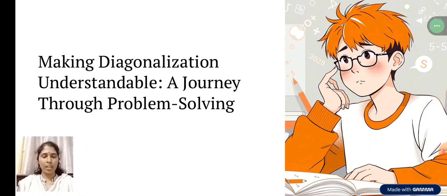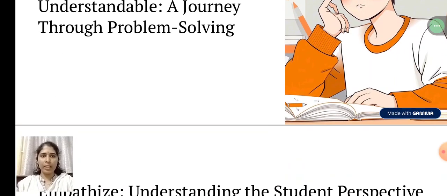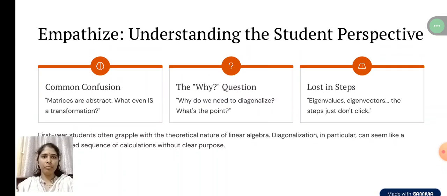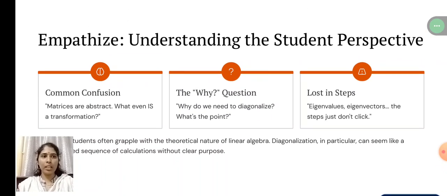Now in the lecture video series on diagonalization, we are going to see a design thinking based approach to the topic, diagonalization. As we all know, design thinking is a five-stage process in which first we empathize, second we define, third we ideate, fourth we prototype, and finally we test our method. So here, first let us empathize, that is, understand the student's perspective about diagonalization.